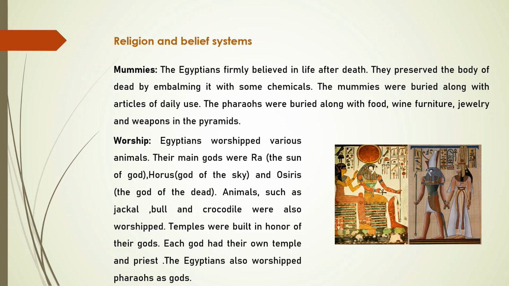The Egyptians also worshipped the pharaoh as a god. They worshipped gods Ra, Horus, Osiris. They worshipped some animals also, like jackal, bull, etc. They also worshipped the pharaoh as a god.